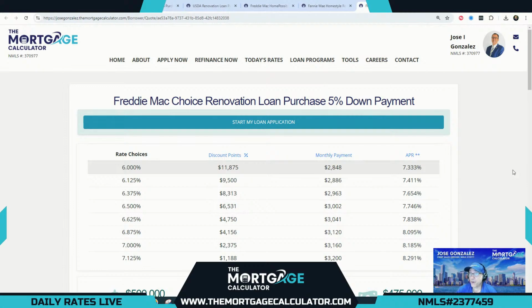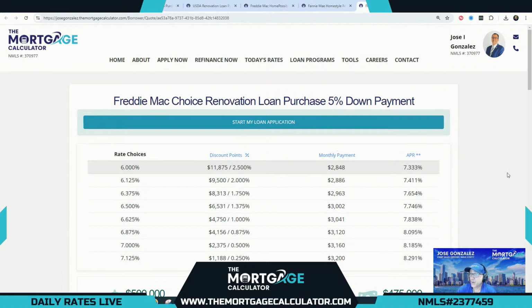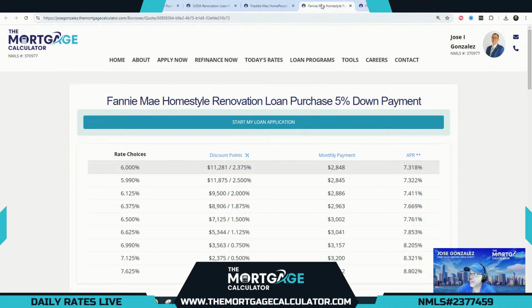Here we have our Freddie Mac Choice Renovation Loan Purchase. Now this one is with 5% down payment. And our lowest cost option is 7.125 at a cost of a quarter point, and you can buy that down all the way to 6%. So you do see a little bit of a difference in the rate between the FHA 203K and the conventional renovation loan.